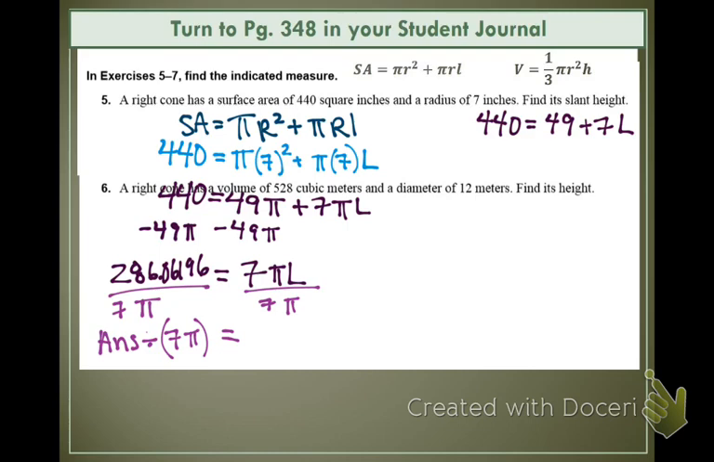What do we get when we hit enter? About 13. So 13.01, we'll say for good measure, equals the slant height, so equals L. Are we going to answer in square, cubed, or neither? Neither. So this is inches.